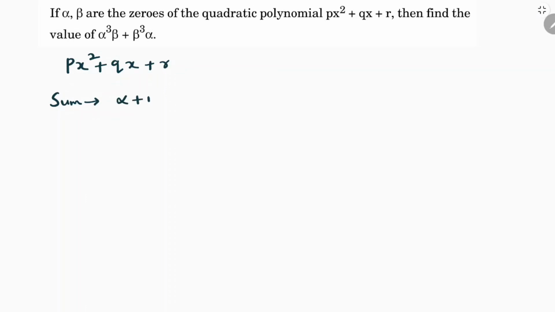alpha plus beta. Formula is minus b by a. So if I compare with the standard one, ax² plus bx plus c, the value of a is p, b is q, c is r. So alpha plus beta is minus q by p.